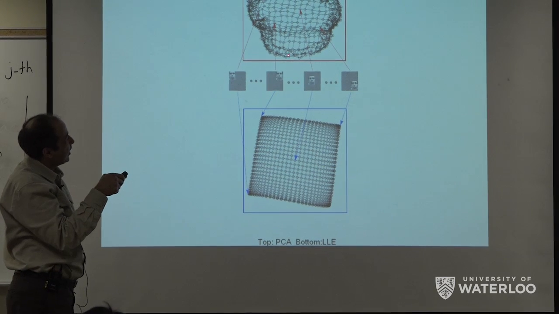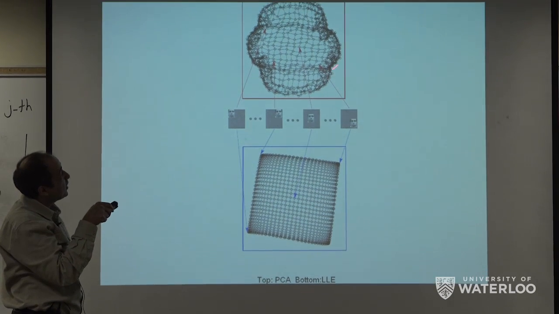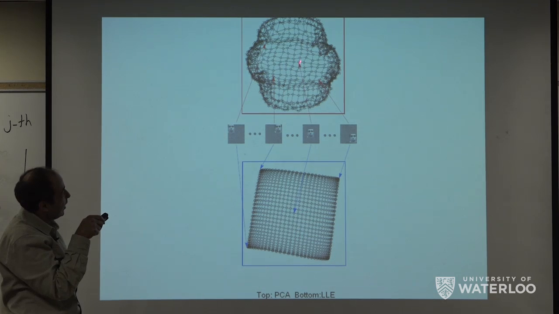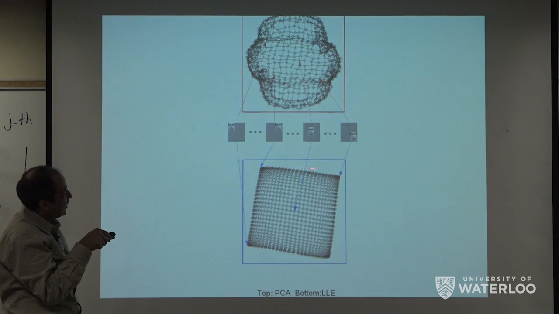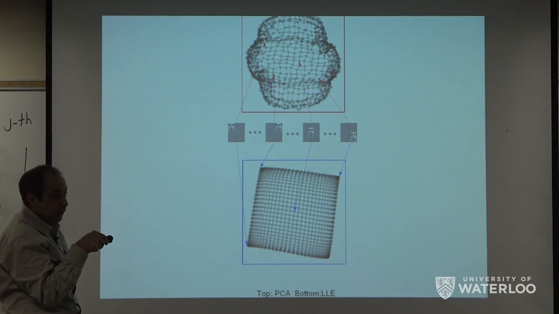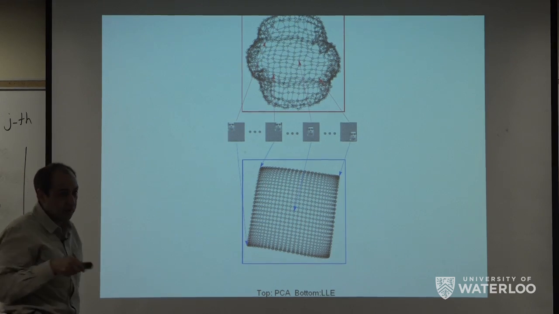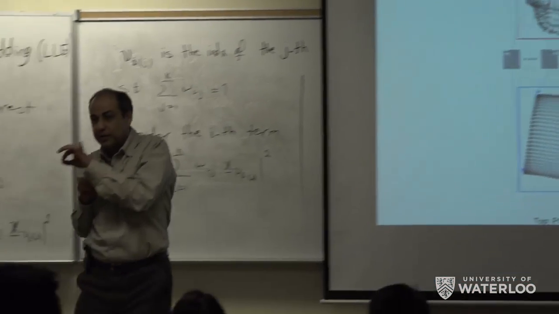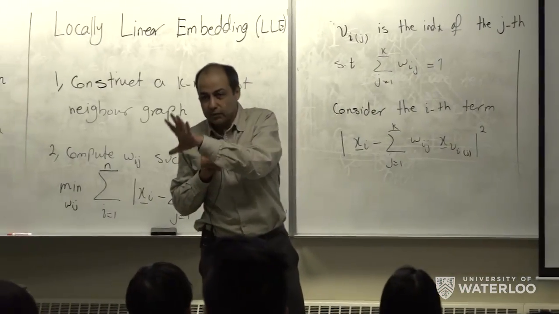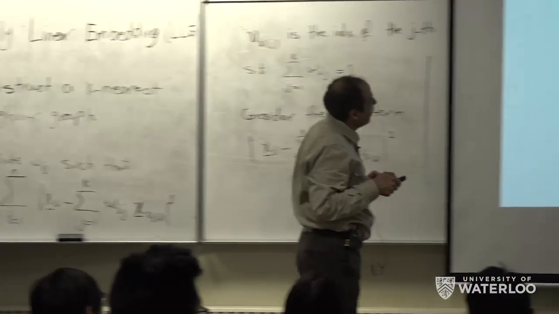If you run PCA on this, these are the nodes that you're going to get in PCA. But if you run LLE on that, these are the nodes that you are going to get. You see that the structure of the manifold has been preserved way better. Basically, smoothly, it shows what happened.